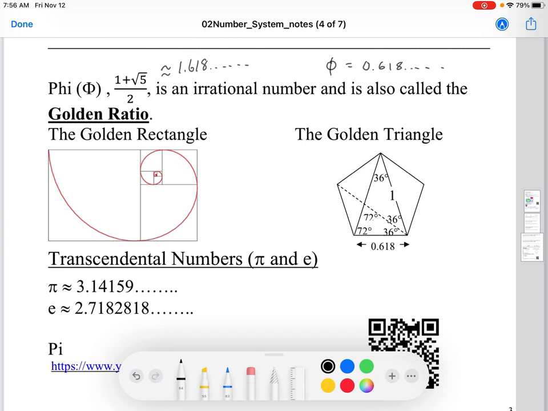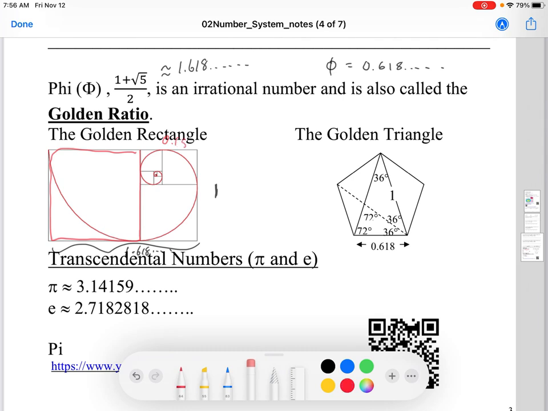So the phi shows up in the golden rectangle, and it is the ratio of one side to the other side. So the long side is going to be 1.618..., and that other side is equal to 1. Now what's interesting about phi is that if we slice it up, if we divide it up into a square, this square here, which the side lengths are 1, we're going to have a leftover part here, 0.6.